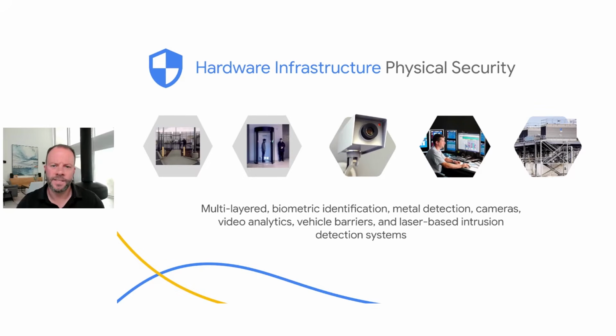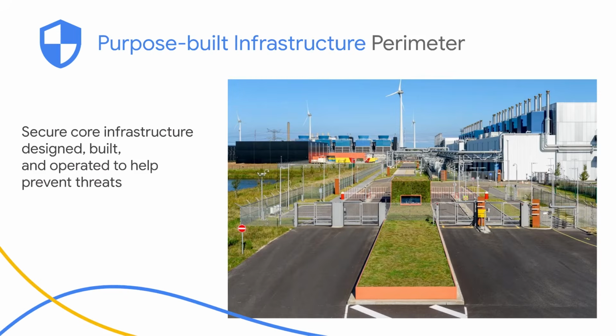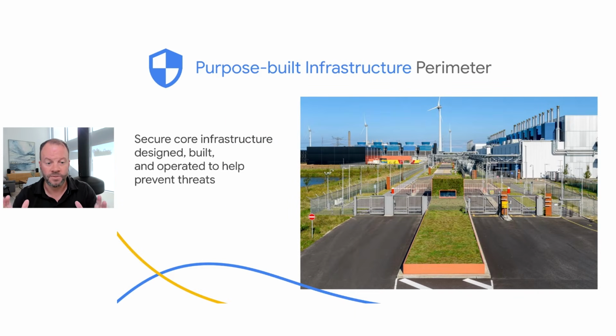Google takes a defense in depth approach to physical security. Examples of these could be controls like biometric identification, cameras, video analytics, vehicle barriers, even laser-based intrusion detection systems. For example, if we're going to start on the outside of a data center and work our way in and talk about those different layers of security, we could start at the perimeter.